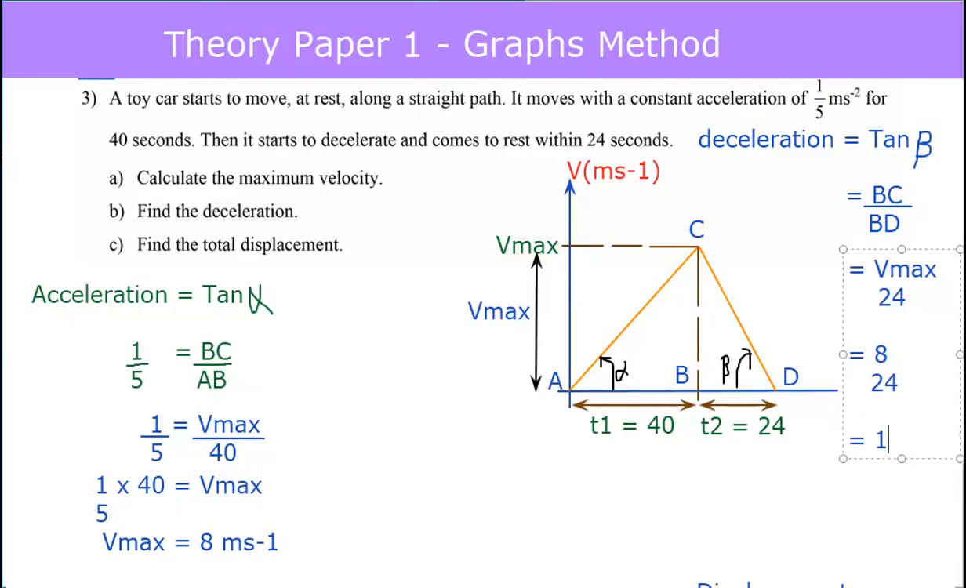8 divided by 8 is 1. 24 divided by 8 is 3. For micro questions, you can keep the answers as fractions, but in the exam, you have to divide 1 by 3 and keep the answer with 2 decimal places. But the fraction answer is enough for this micro question. Who got this answer? Deceleration equals 1/3 meter per square second. Who got this? Please raise your hand in the Zoom chat. Okay, very good. Nice. Excellent.